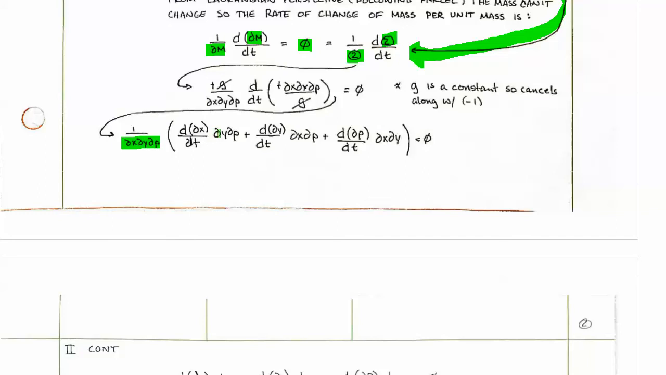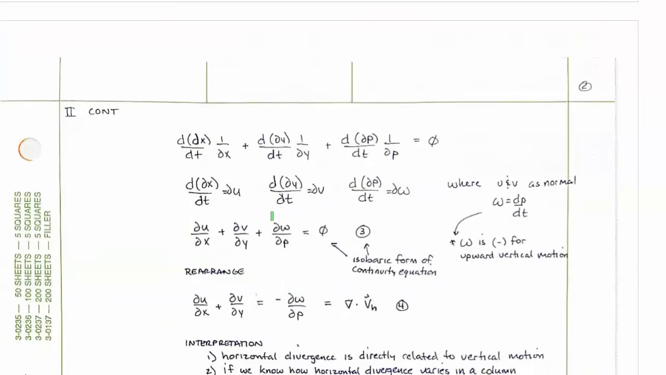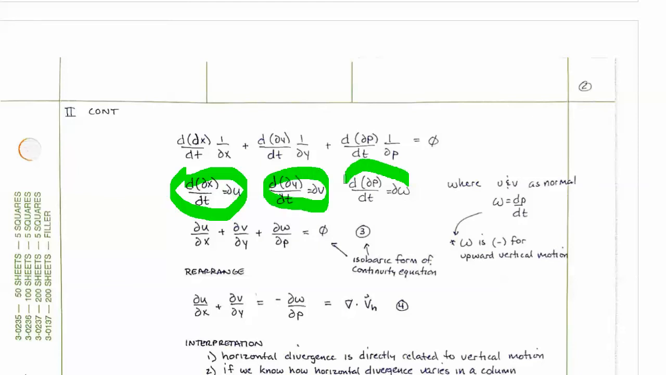So let's start reducing things down. So if I multiply this through, we see the like operators up here. If we multiply it through, what we end up with is just d dx dt times 1 over dx, d dy dt times 1 over dy, d dp dt times 1 over dp equals 0. Now let's take a look at what we're actually looking at. What is dx dt? That's u. So we're looking at the change in u. This is the change in v. This is the change in omega.